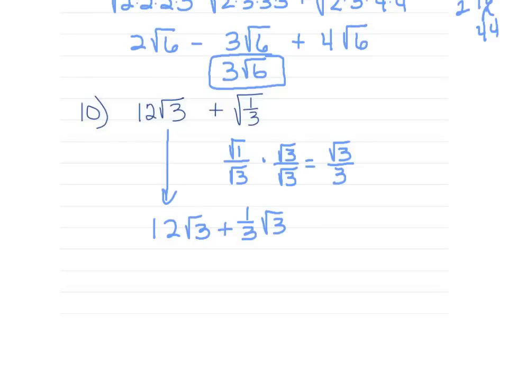Okay, since we're adding these like radicands, we can look at 12 as an improper fraction with a common denominator of 3. So we can look at that as 36 over 3. So in order to add these, I would add 36 over 3 radical 3 plus 1 over 3 radical 3, and my answer is 37 radical 3 over 3.